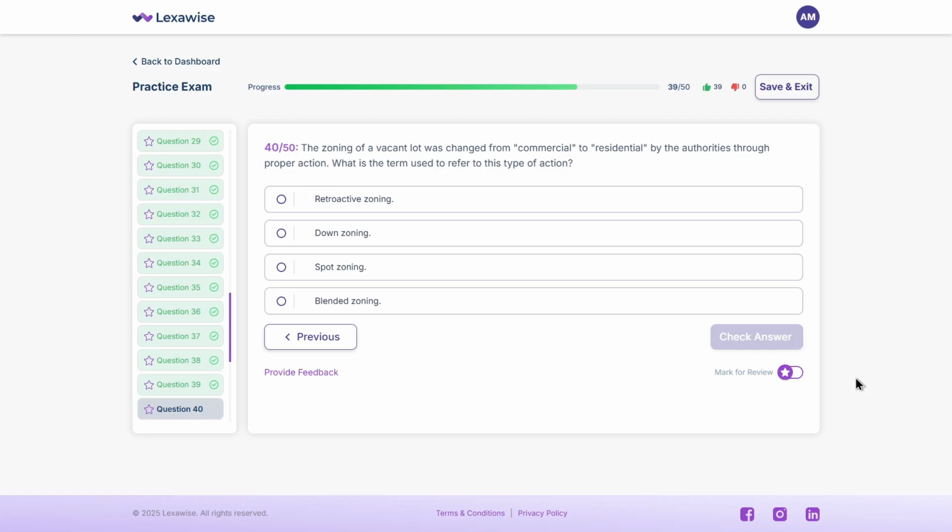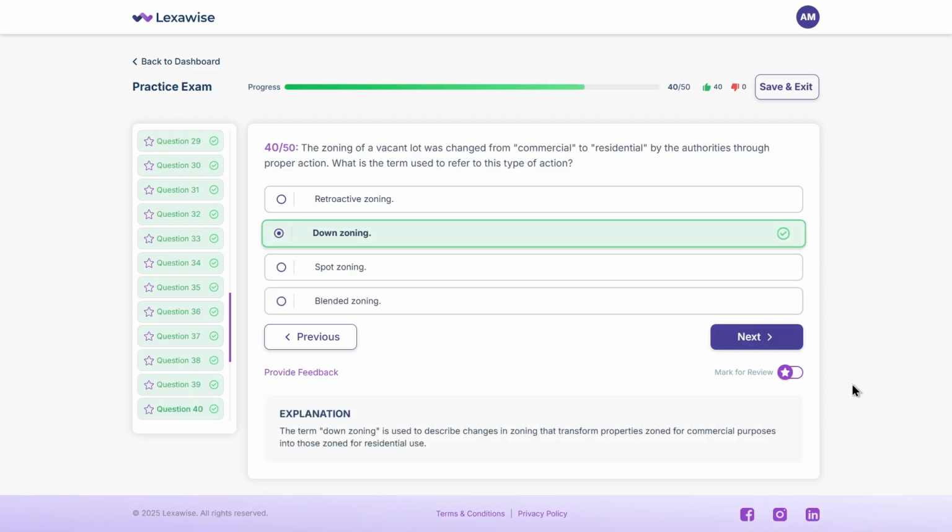The correct answer is B, down zoning. We call it down zoning when land is rezoned for a less intensive use, like from commercial to residential.